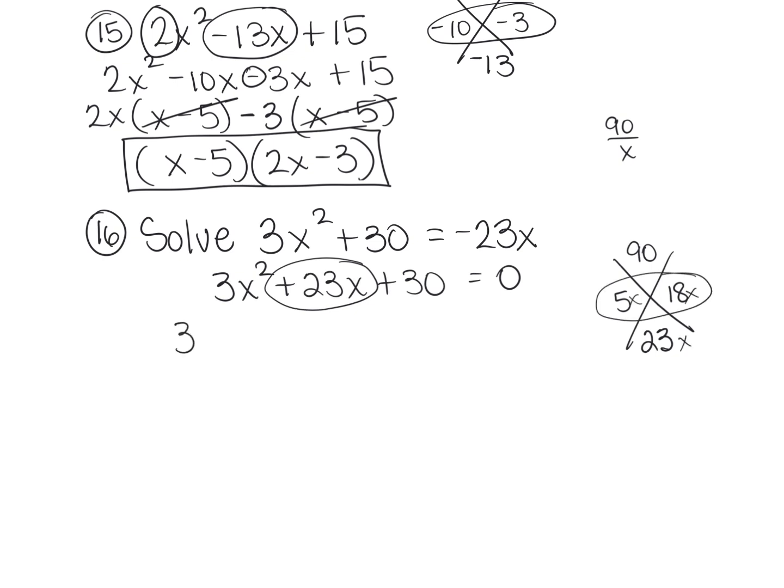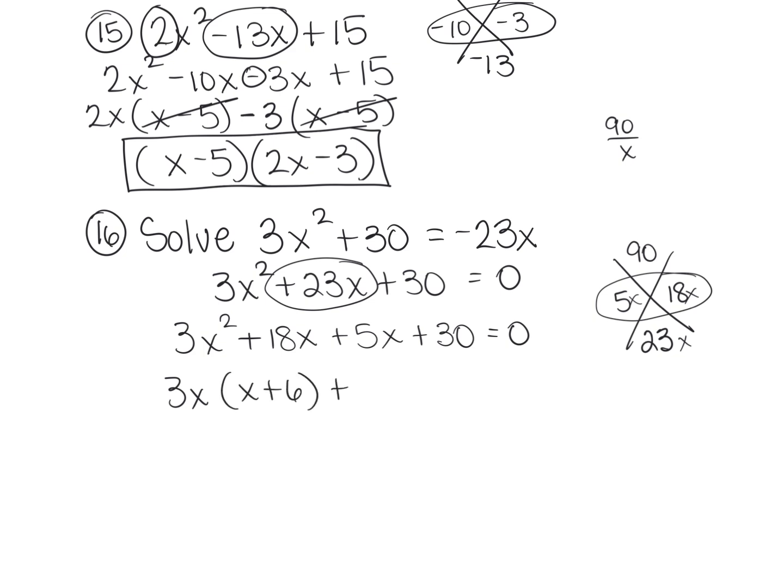So we have 3x squared plus 18x plus 5x plus 30. And then again, we are factoring 2 at a time. So GCF of the first two is 3x. I'm left with x plus 6. GCF of the last two, this is positive, so is this. So that's a 5, and I have x plus 6. And it's still equal to 0.